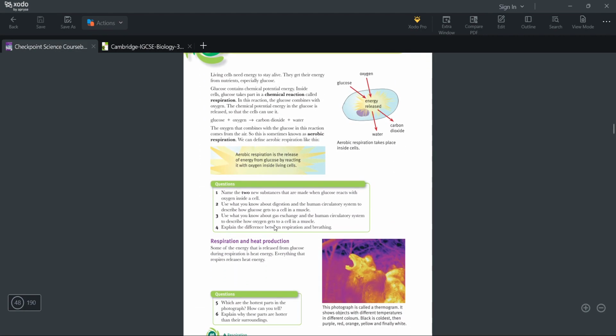Aerobic respiration. Name the two substances that are made when glucose reacts with oxygen inside a cell. I was looking for water and carbon dioxide, but I would be happy for you to say energy as well, as long as you're naming two different things that are being made, because they are specific, they want two things.